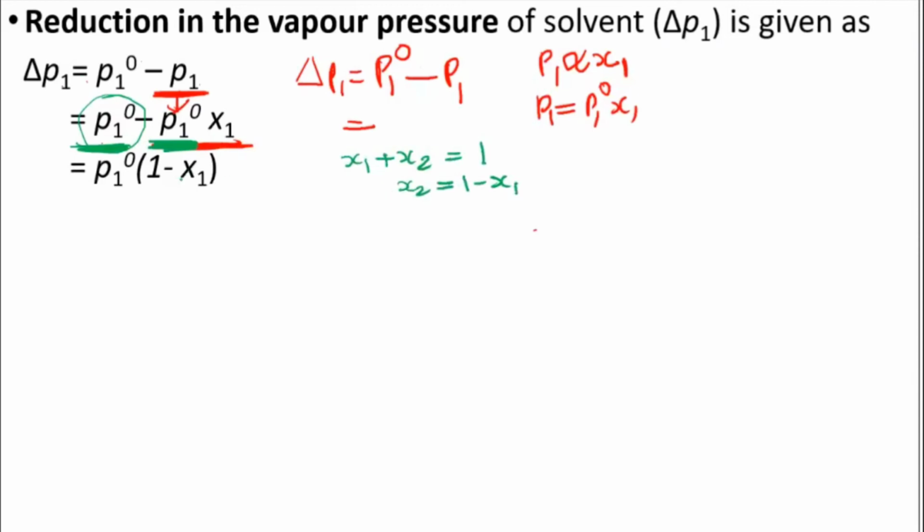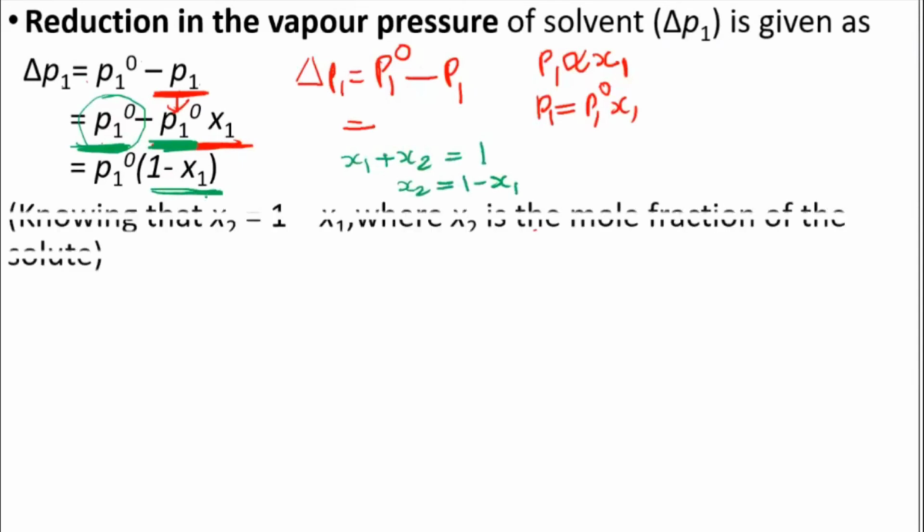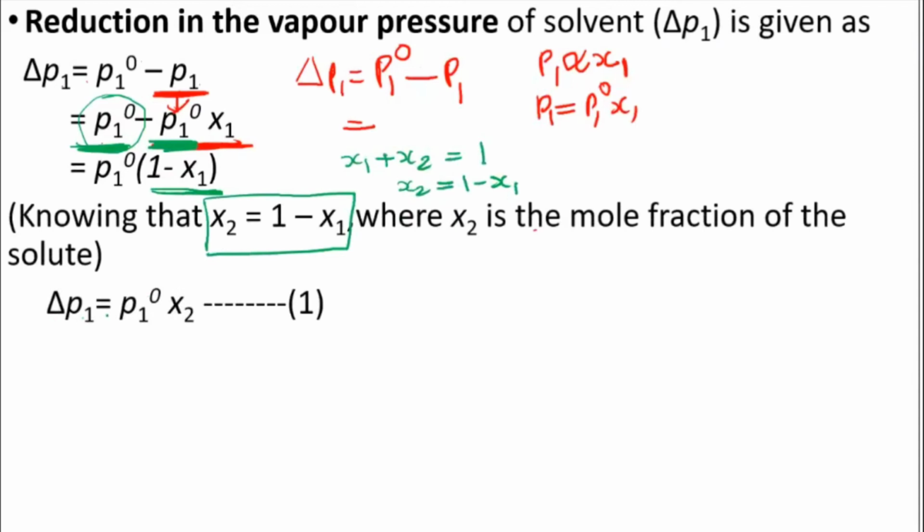So I can substitute here. Instead of writing 1 minus X1, I can write X2. Substitute this value here. So what will I get? Delta P1 is equal to P1 naught into X2. Now if you are able to see this relationship properly, it means that the lowering in the vapor pressure which has happened is directly proportional to the mole fraction of the solute, correct? And that's true also.